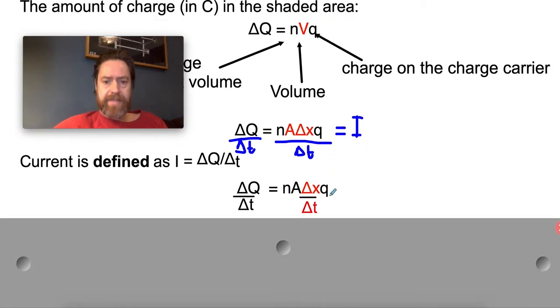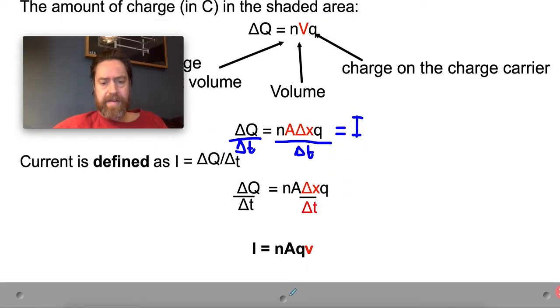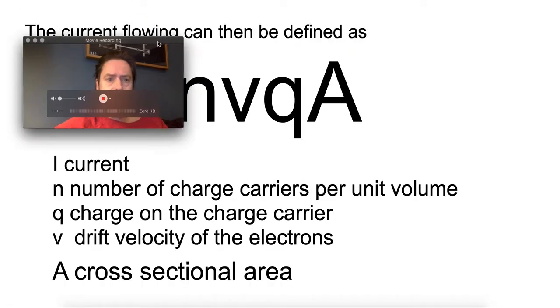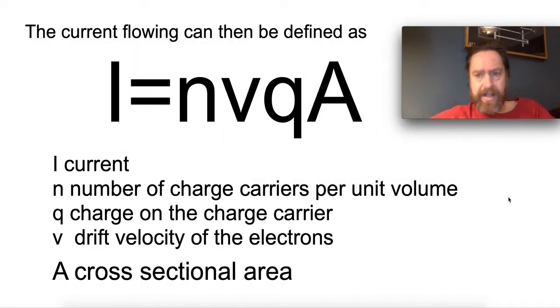So this expression becomes: the current is the number of charge carriers per unit volume multiplied by the area of the wire multiplied by the charge on each of the charge carriers multiplied by the drift velocity. I equals nAqv, which was from the beginning of the lesson. You might want to take this down. You also will probably want to go back to the previous slide, so rewind a little bit and step yourself through that derivation and see if there are any parts you don't understand.